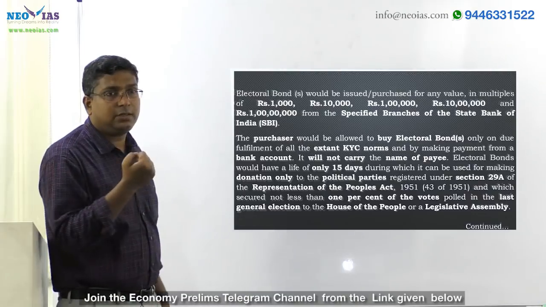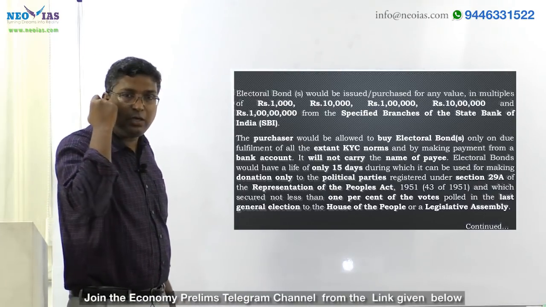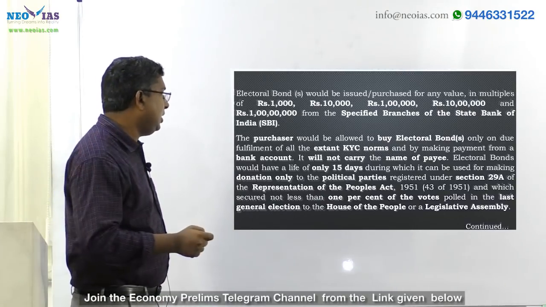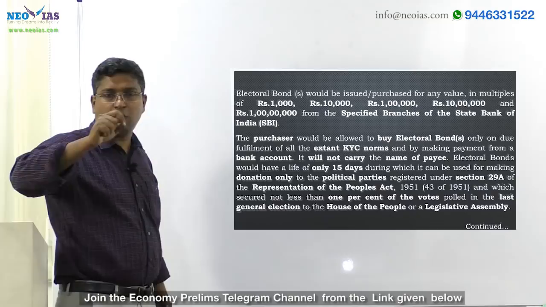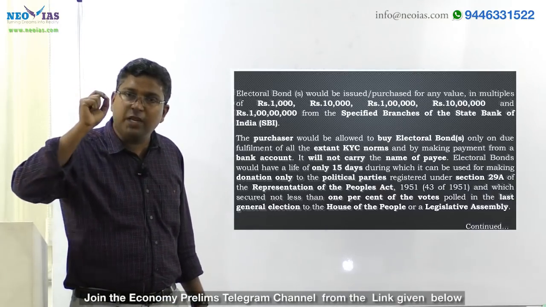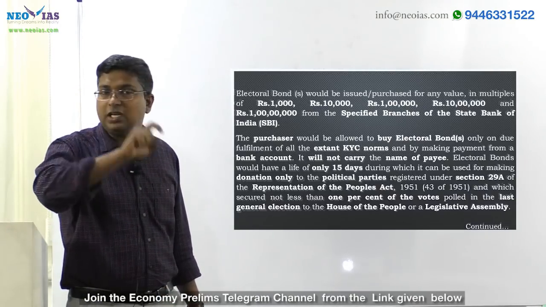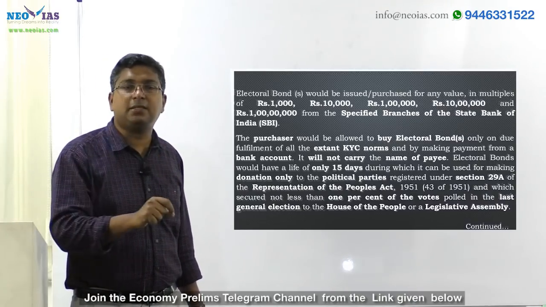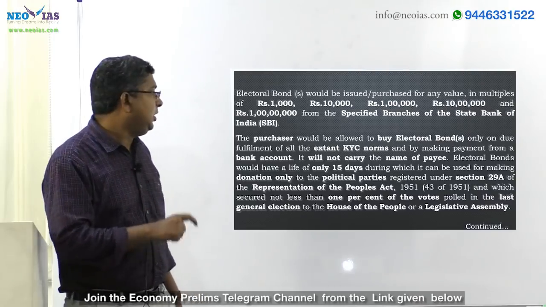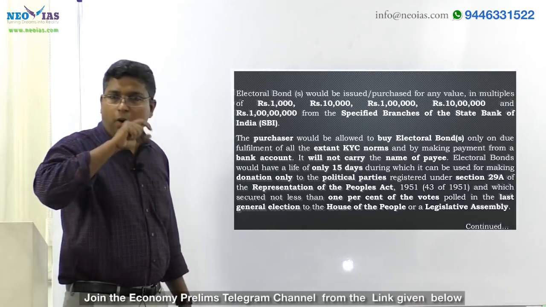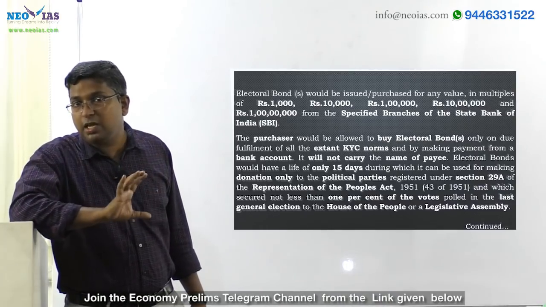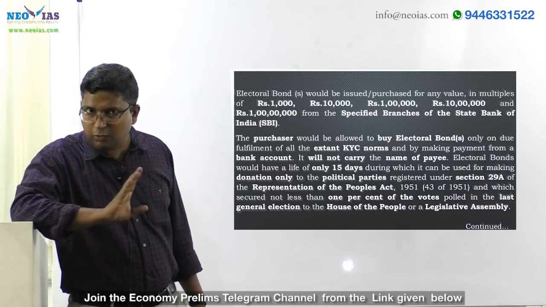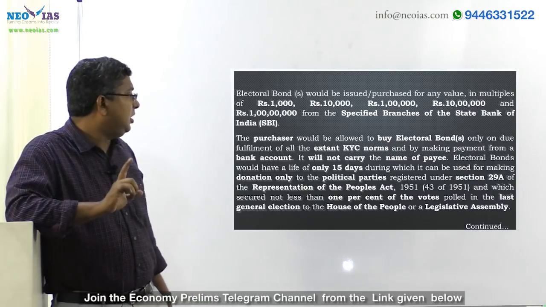Now the purchaser would be allowed to buy electoral bonds only if he fulfills certain KYC norms. If you want to purchase the bond, you have to make payment through your bank account only, not in cash, by giving the purchaser's KYC details. Now an important point is that the bond will not mention the name of the payee. The payee's name is hidden. It's a very important point to note down.